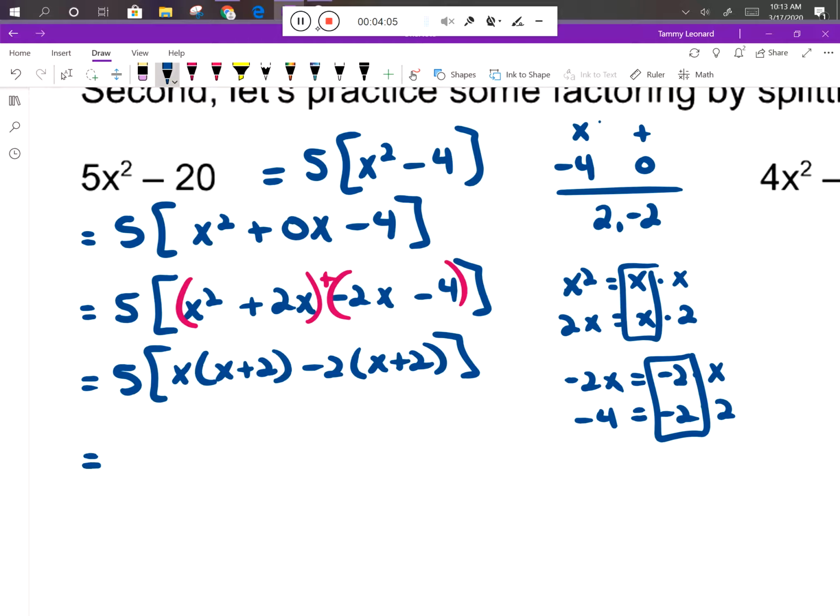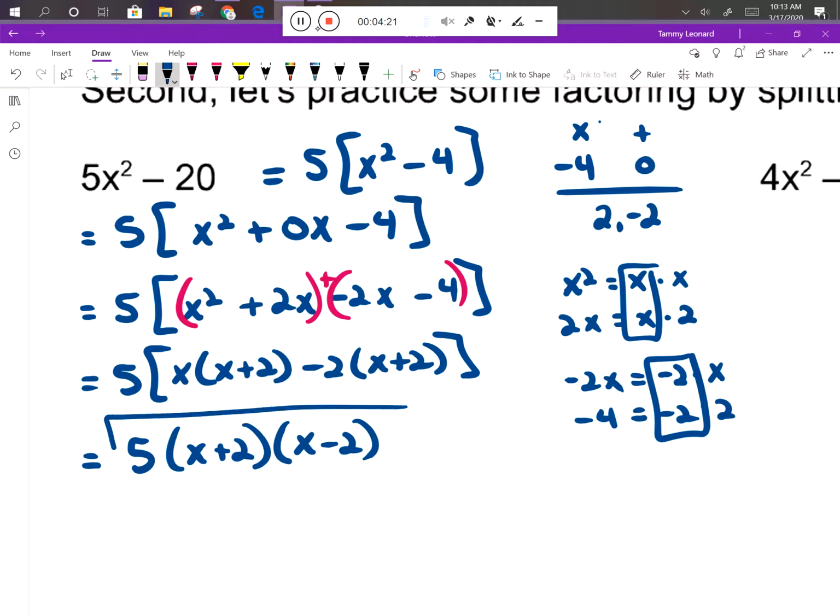We're ready for our last step. We have the 5 that's been along for the ride throughout all our work. We have the binomial that they have in common, which gets factored out of the first half and the second half, leaving behind the binomial with the other 2 terms, x minus 2. That is your full factorization.